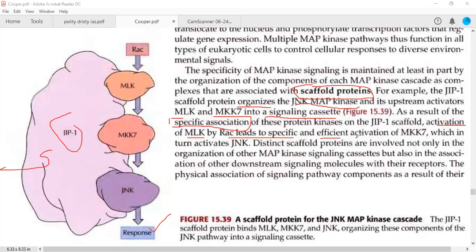So with the help of this scaffold protein, activation of MLK by RAC leads to the specific and efficient activation of MKK7, which is very efficient because they are in very close interaction. MKK7 is in turn activating JNK, which is a MAP kinase. If JNK is activated, it will go inside the nucleus and phosphorylate many of the transcription factors, as we have seen in our previous diagram.